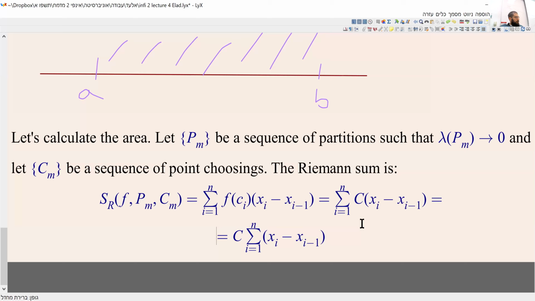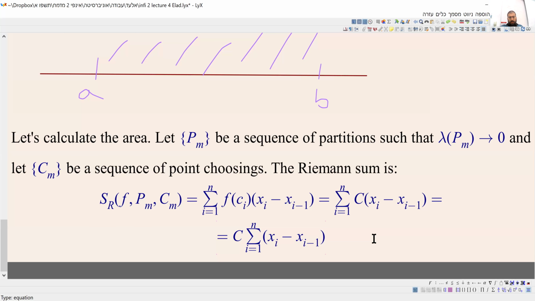Now this sum is constant as well. And why is that? First of all, one can think of it, what are we actually summing here? The lengths of the subsegments. If you sum the lengths of the subsegments, you actually get the length of what? The segment itself, which is b minus a.